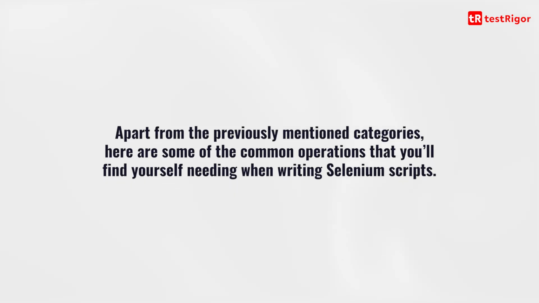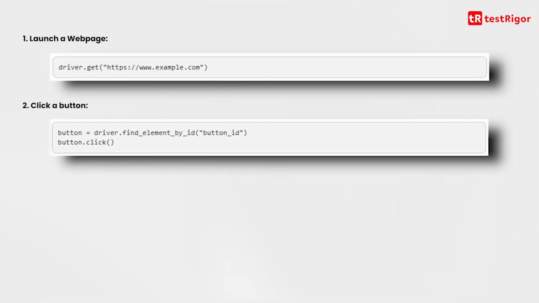Apart from the previously mentioned categories, here are some of the common operations that you'll find yourself needing when writing Selenium scripts. Number 1. Launch a web page. You can launch a web page using the driver object. Number 2. Click a button. To click on a button, which is one of the most common UI interactions you'll automate, you need to find the button and then click on it.